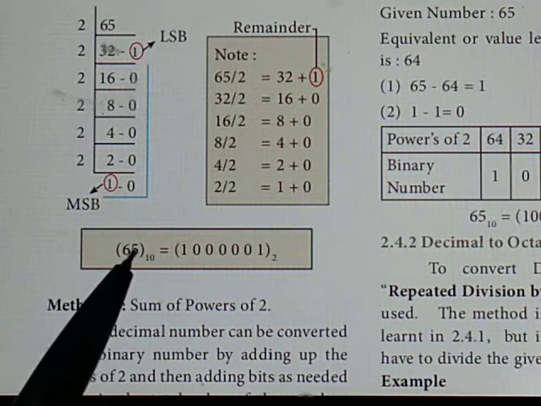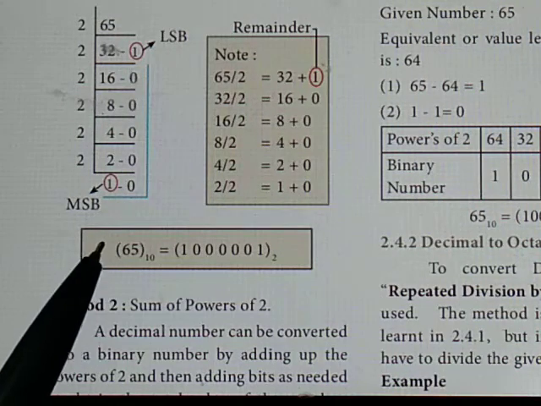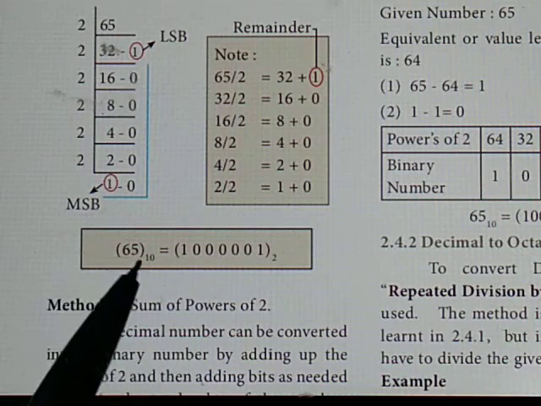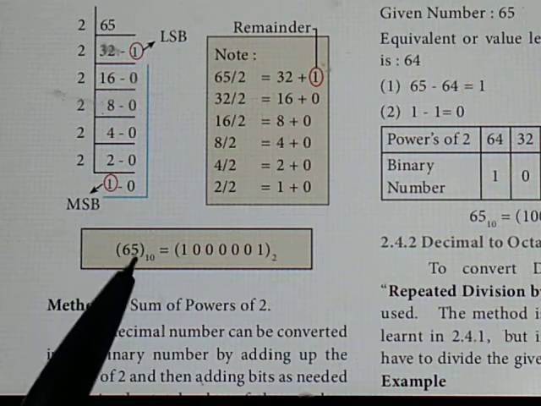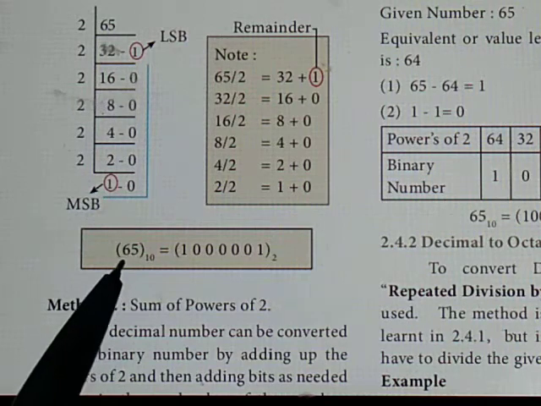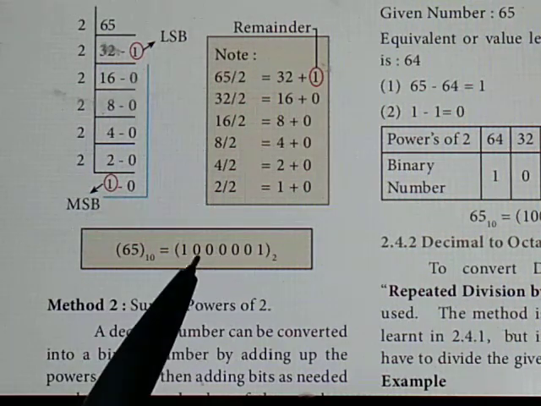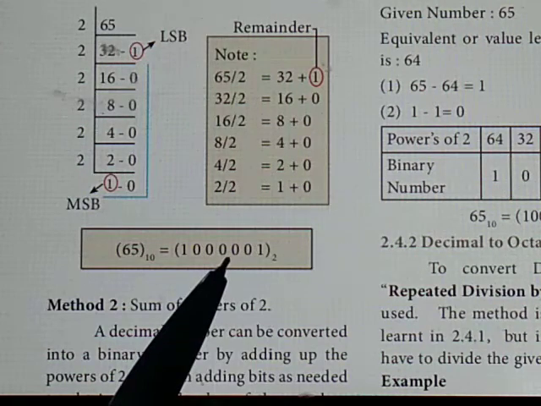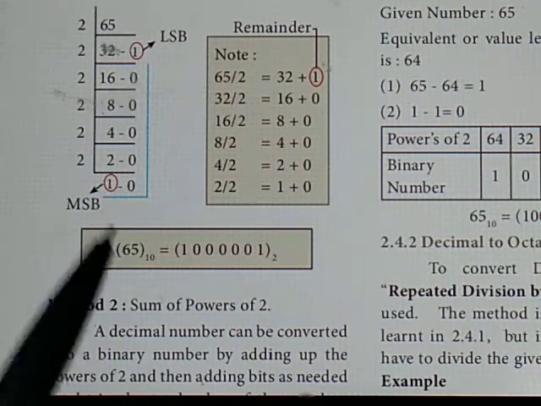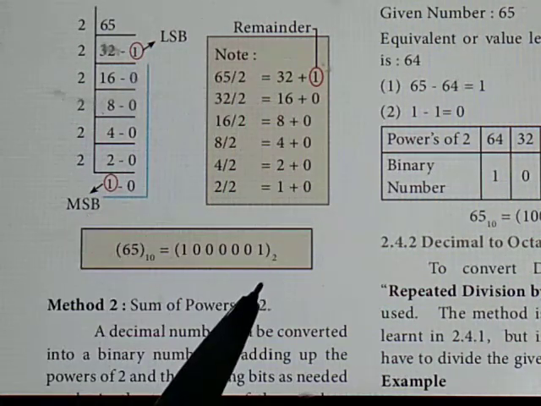So we know how to identify whether these numbers are decimal or binary: we have a base value. This 65 uses digits 0 to 9, so it is decimal, with base value 10. Here only a combination of 1 and 0 is used, so we have base value 2, and this is called a binary number. So this is one method for converting decimal to binary.